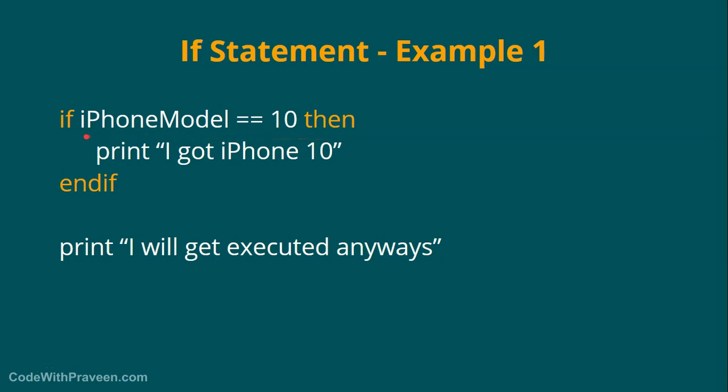Notice that in our example, we just have a single line, but in actual real world programming, you have many lines. So in our case, it's very simple. If iPhone model equals 10, then we print this. Then it ends, then it starts executing the next set of statements. Suppose if iPhone model is not 10, then this statement doesn't get printed. Since this is false, it directly comes over to the next line, which is print I will get executed anyways. Irrespective of whether this condition is satisfied or not, this statement will get executed because it is outside the if clause.